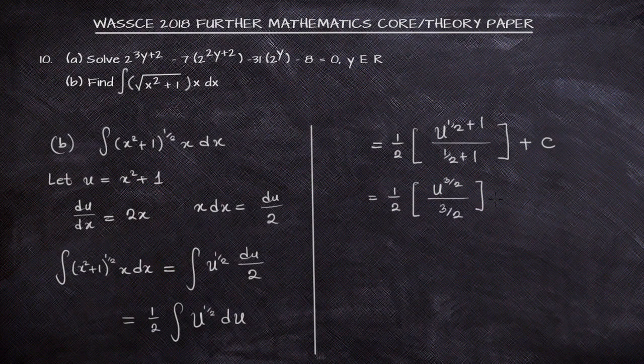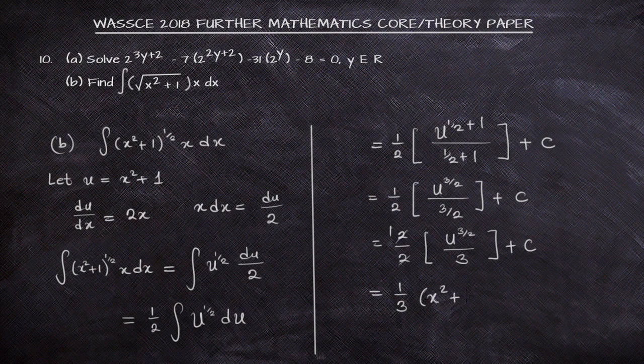Now, all plus c. With this, the 2 that is at the base will come up. So we have 2 over 2 into u raised to power 3 over 2 over 3 multiply plus c. And 2 over 2 is 1. So this will give us 1 over 3 multiplied by, now our u originally we know is x squared plus 1 all raised to power 3 over 2 plus c. And this is the solution to the integration question that we are asked to solve.